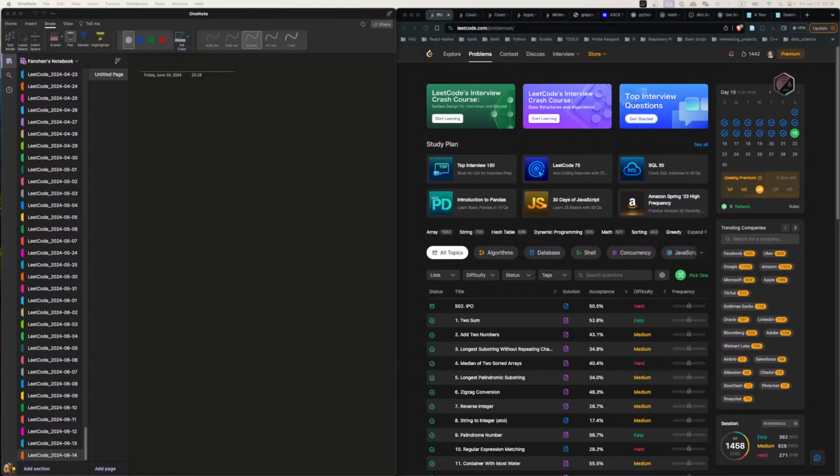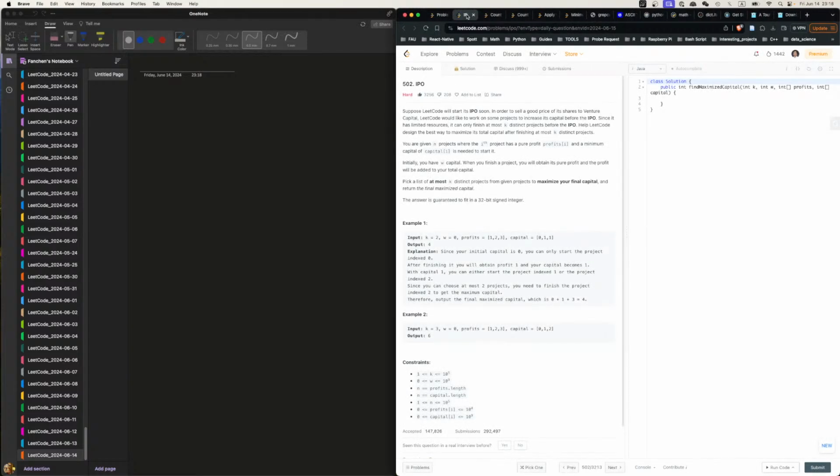Hello everyone, it's June 14th and we have IPO today. I've done it before. Suppose LeetCode will start its IPO soon. In order to sell its shares at a good price to venture capital, LeetCode would like to work on some projects to increase its capital before the IPO. Since it has limited resources, they can only finish at most K distinct projects before the IPO. Help LeetCode design the best way to maximize its total capital after finishing at most K distinct projects.